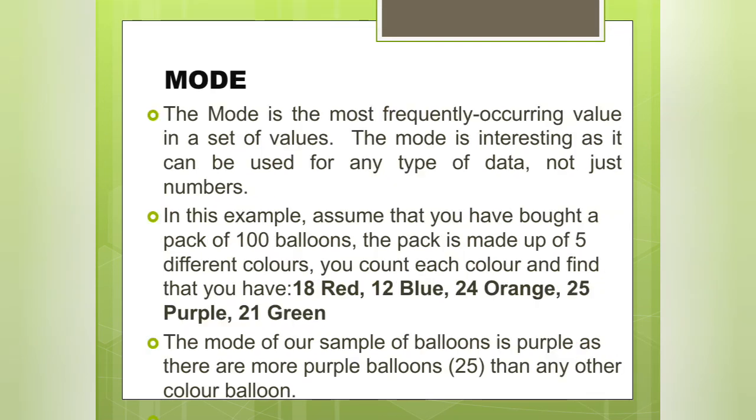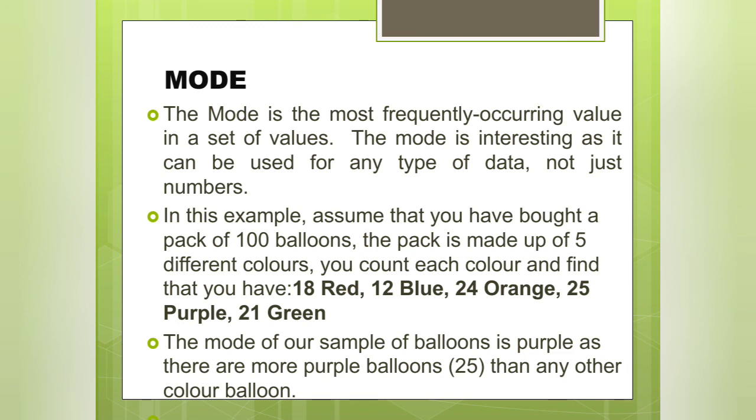Next is the mode. The mode is the most frequently occurring value in a set of values. The mode is interesting as it can be used for any type of data, not just numbers. Let's take an example. Assume that you have bought a pack of 100 balloons. The pack is made up of 5 different colors. You count each color and find that you have 18 red balloons, 12 blue balloons, 24 orange, 25 purple and 21 green balloons. Now the most frequently occurring is purple.